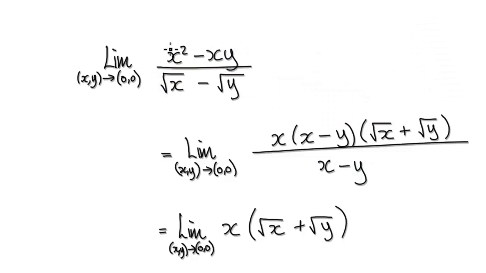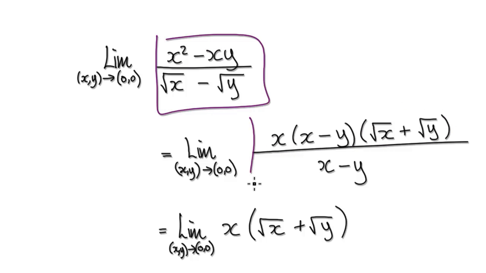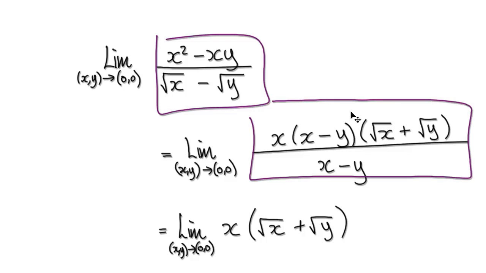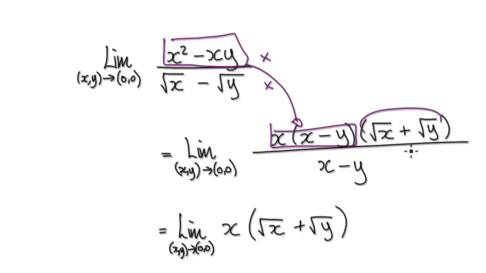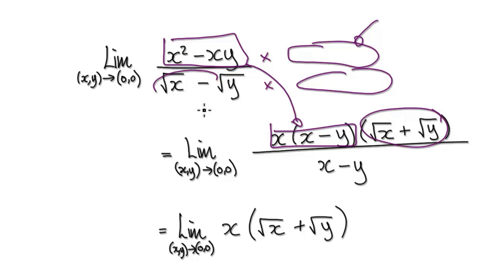And then here x is in common. I'm just going to factor out the x, and remember I'm multiplying top and bottom by the conjugate. So when you multiply top and bottom by the conjugate, this whole thing here will then become this. The only difference is that I've factored out the x here. That's the conjugate there, and this times this will then give you this.